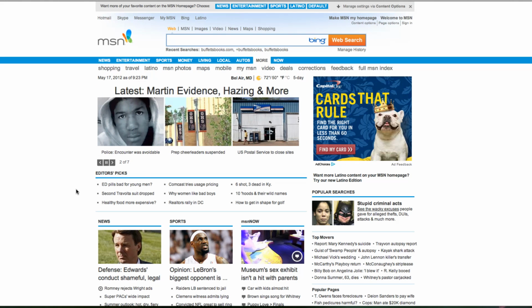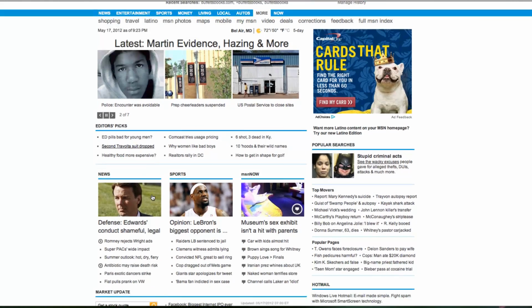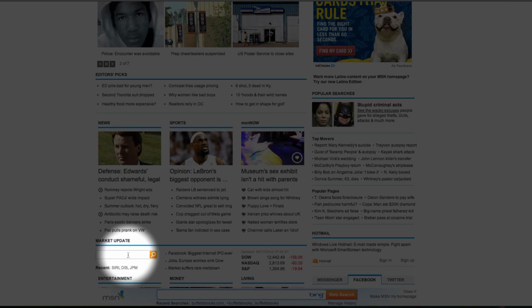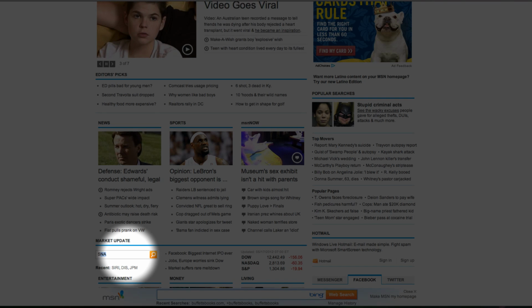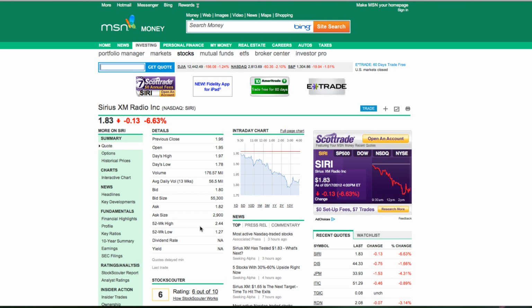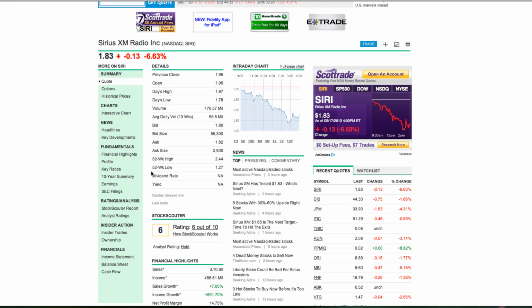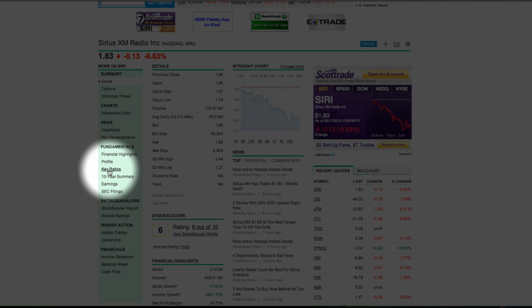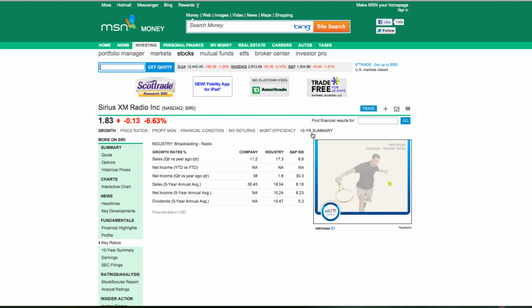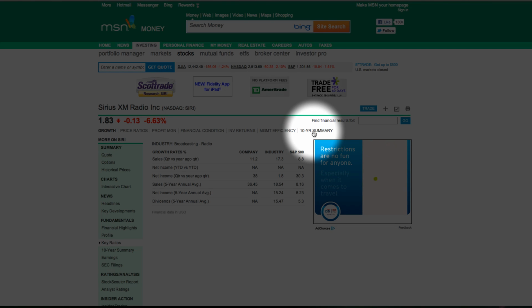Okay, so here we are at the top page for MSN.com, and we're just going to come down to enter our ticker, and we're going to enter Sirius XM Radio, which is SIRI. We'll hit enter. Okay, and it takes us to this top level page where it gives us all of our information. Now, one of the tools I really like on MSN Money is being able to go back and look at the 10-year trends. So to do that, you're going to come over here to the left-hand side under Key Ratios, and we'll go ahead and click there. And then at the top, up here, it has a 10-year summary, and we'll click on that.